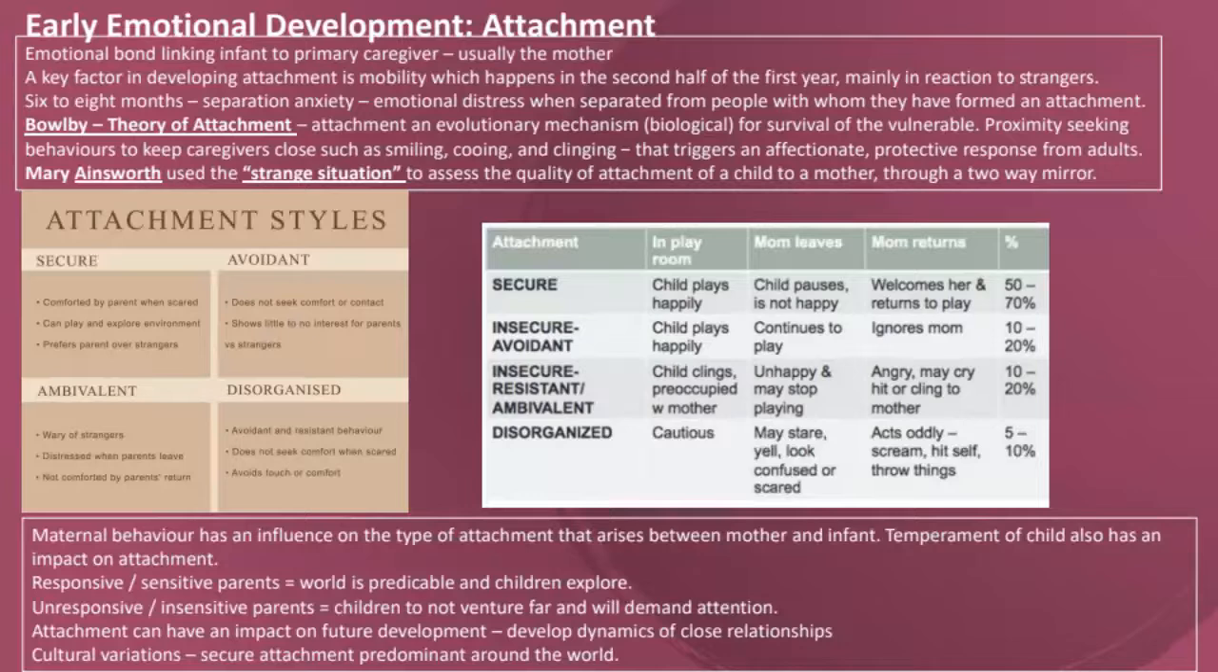If you've got someone who was identified with an insecure attachment, the child plays quite happily. When the mom leaves, she actually carries on playing. And when the mom comes back, she ignores the mom. That's an insecure attachment. And then there was an attachment called insecure, resistant or ambivalent attachment. So the child is resistant, clings and is very preoccupied with the mother. When the mother leaves, the child is very unhappy and may stop playing. And when the mother comes back, the child is angry and cries, hits, or clings to the mother. So it's an ambivalent attachment, very wary of strangers, very distressed when the parents leave.